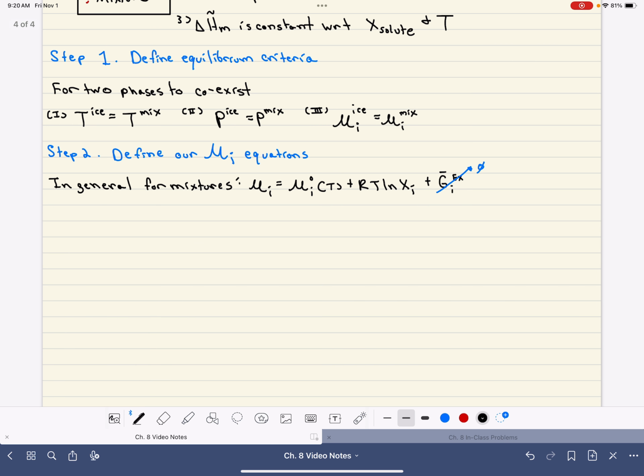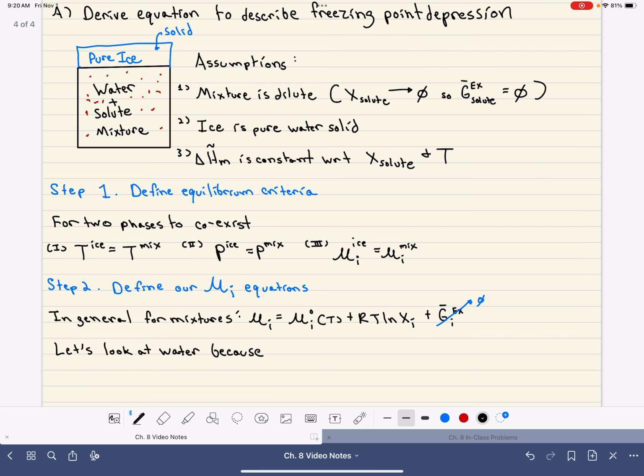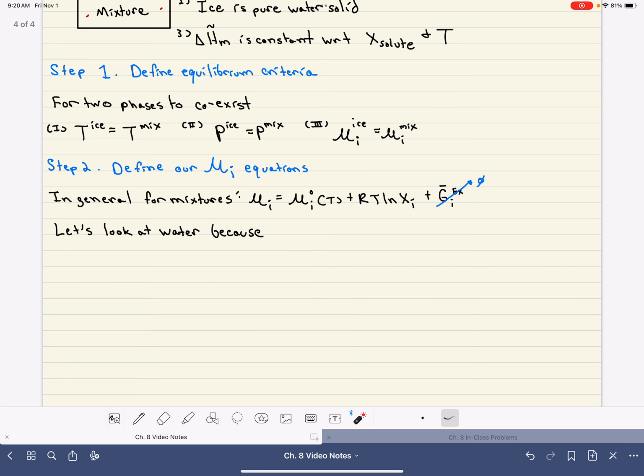All right, so what we're going to do is let's look at water. And the reason we're going to do that is because we made this assumption that the ice is a pure water solid, right? That this is pure water. And so the water species is the only species that's in both phases, okay? So water, because it's in both phases.